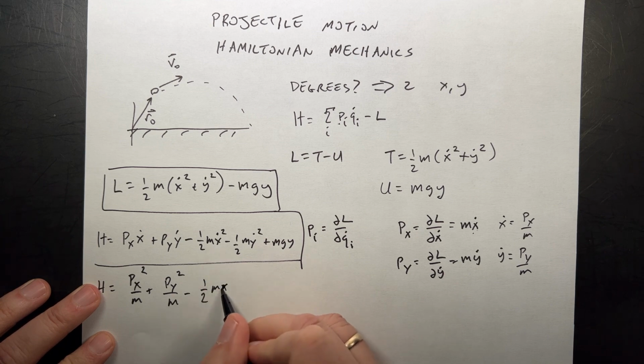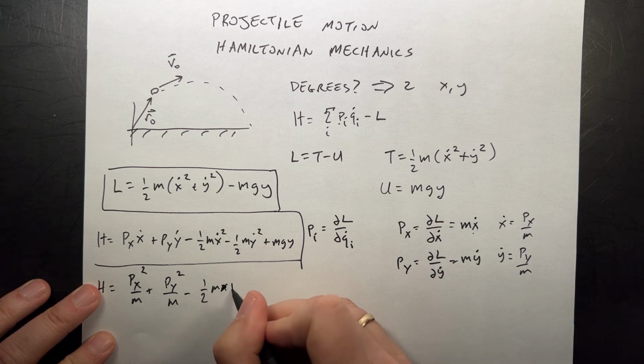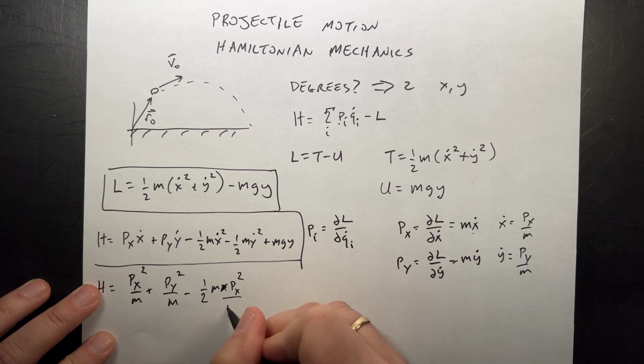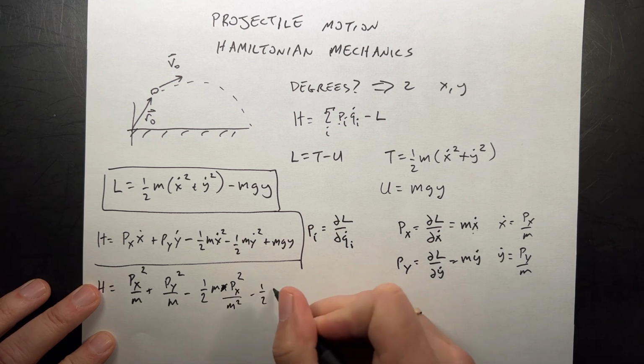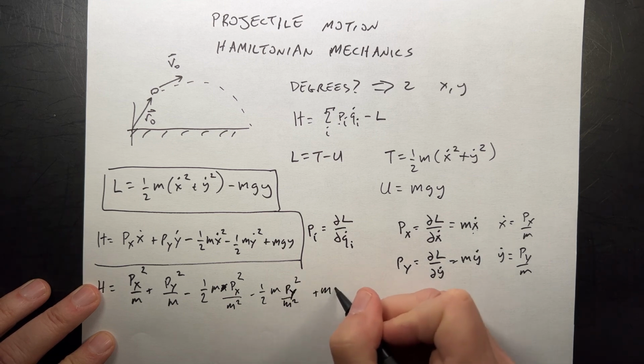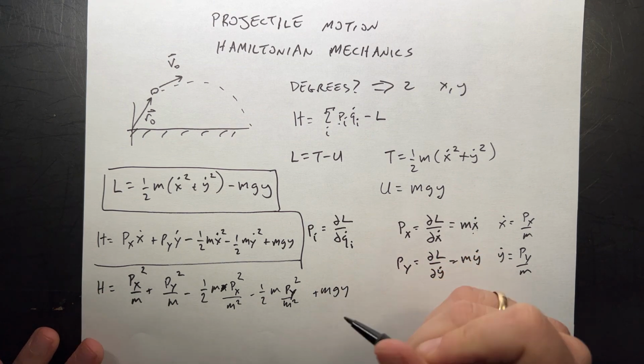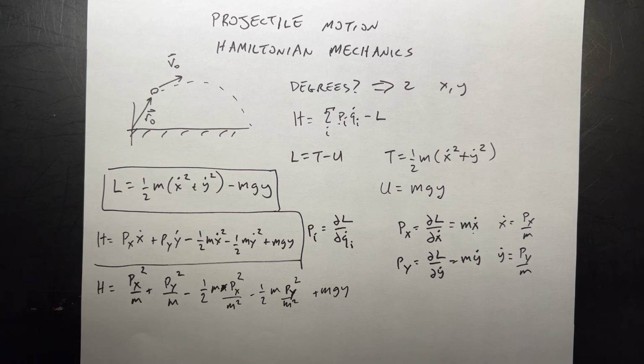Now again, I need to put in my x dot. So it's going to be p_x squared over m squared, minus 1/2 m p_y squared over m squared, plus mgy. And I know what you're thinking: this is silly, you're just making a bunch of work. But we are doing something that's easy in the right way, so when we get to more complicated things, we can do it the same way.